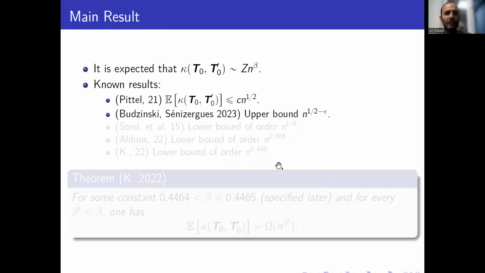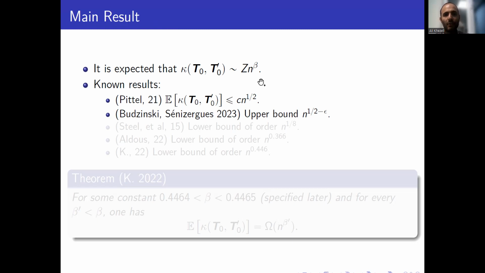The conjecture is that this kappa itself as a random variable grows like Z, which is a random variable, times n to the beta. This Z does not depend on n. More explicitly, if we divide the left side by n to the beta, it converges weakly. This is the conjecture. But we are not even close to this conjecture, because we cannot even prove the existence of this exponent beta. This is the first step.